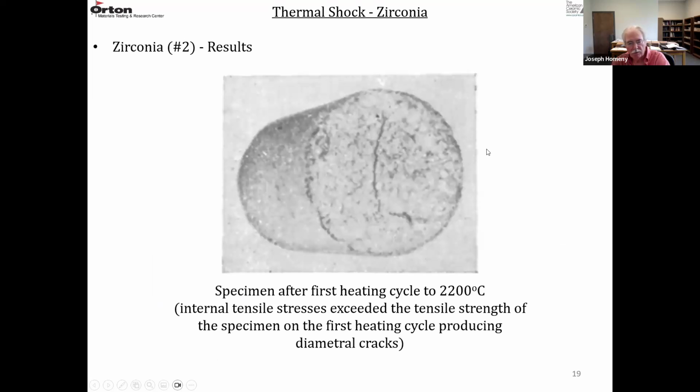So this is a cylinder, and we're looking at the end of the cylinder here. My guess is it is about 50 millimeters in diameter, 50 millimeters tall. This is what it looks like after one cycle at 2200 degrees C, the highest heating cooling cycle range. You can see there's a crack right down the center. So after one cycle, it basically cracked right down the center. So the internal tensile stress has exceeded the tensile strength of the sample after one heating cycle. And these are diametral cracks following the diameter of the cylinder.